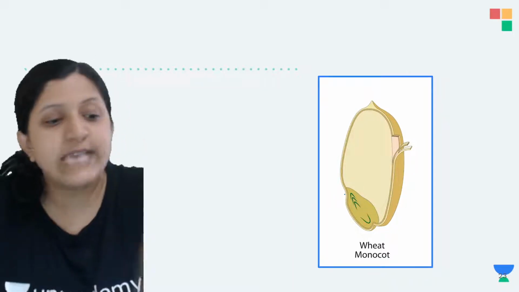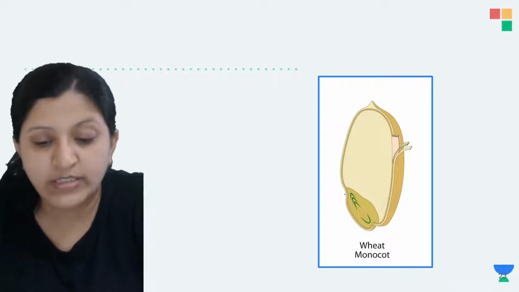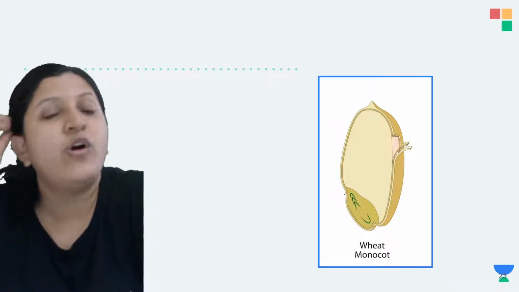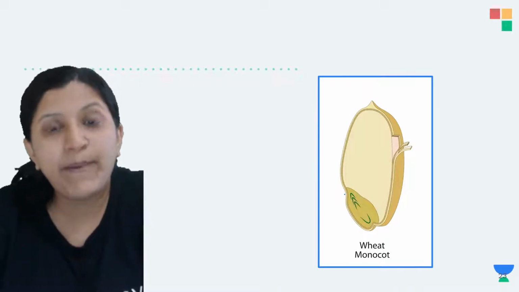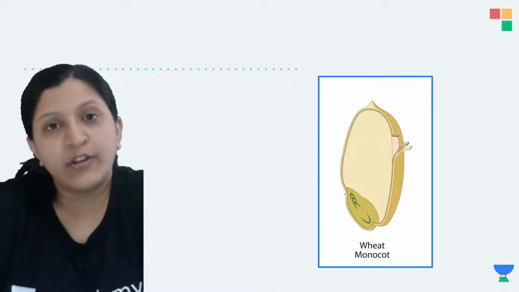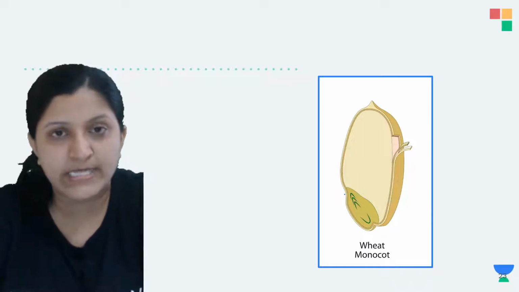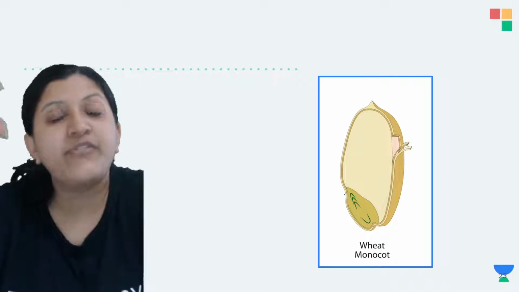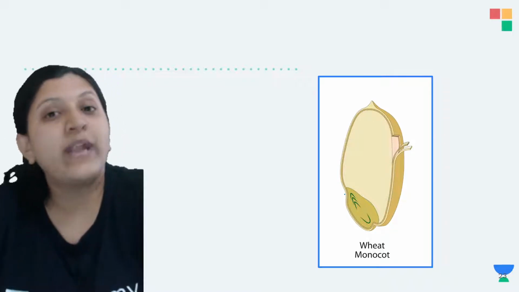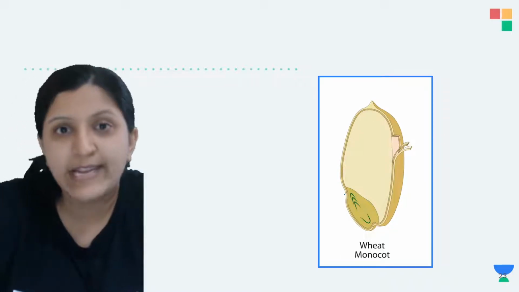So is the zygote monocot or dicot? A good question, but the zygote is basically a product after fertilization. Depending on which plant, let's say the pea plant, in the pea flower fertilization occurs, and whatever zygote is produced, that is a dicot.